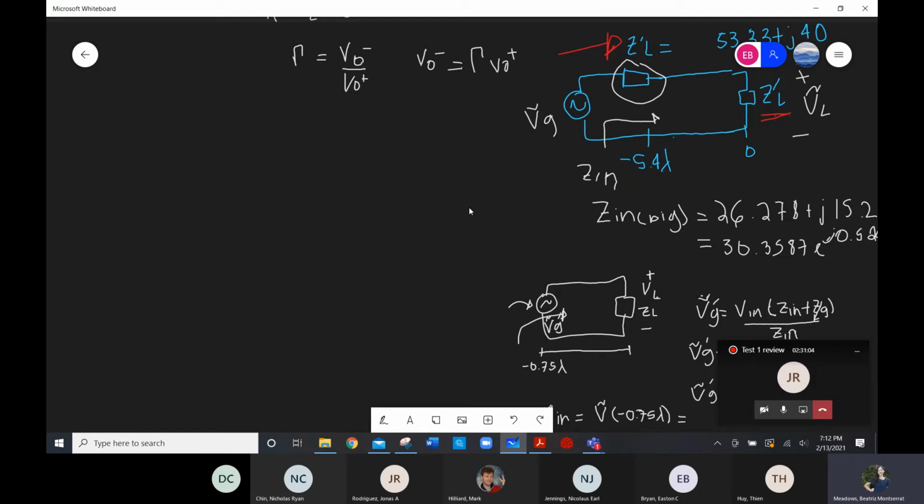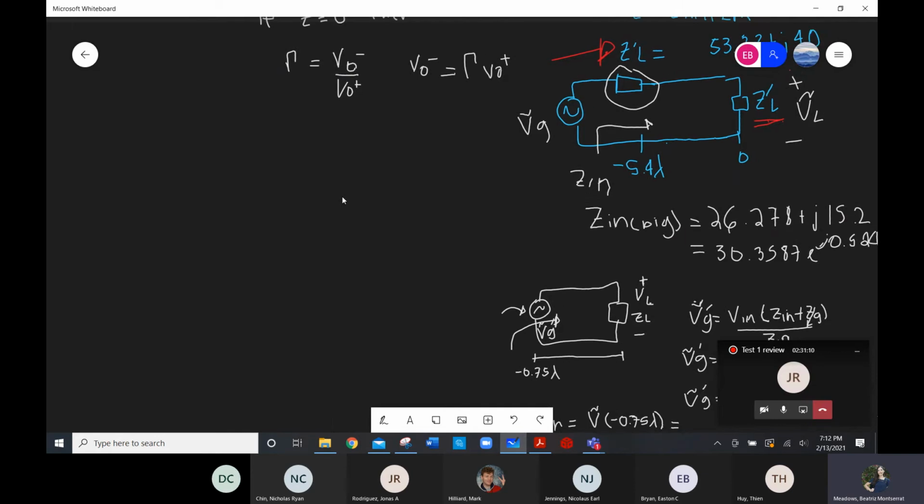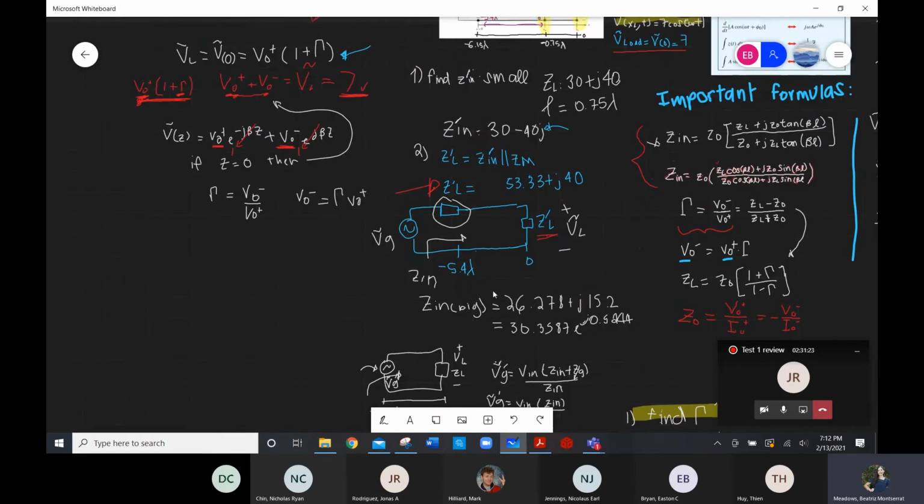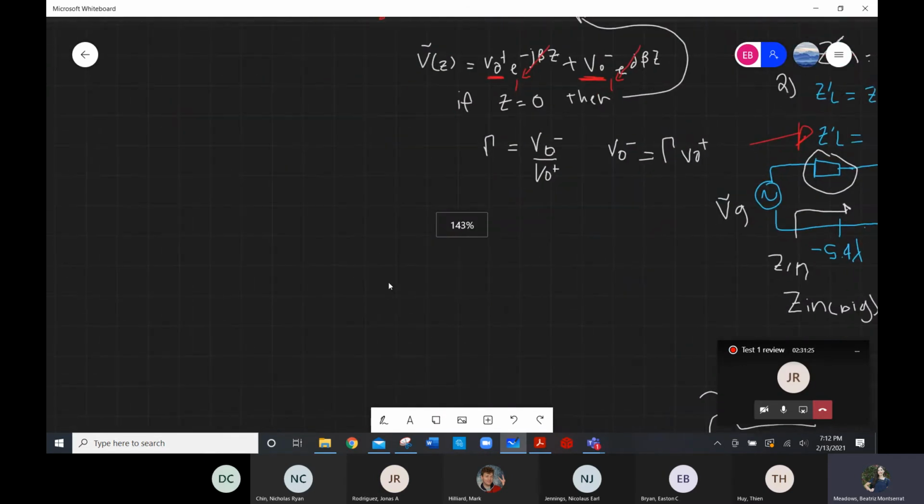Okay, so what is the first thing we want to do in the big transmission line? What was the first step? Finding a reflection coefficient. All right, so let's go ahead and find gamma. Everything for the little transmission line was prime, but now for this one, I'm just going to go with regular gamma.